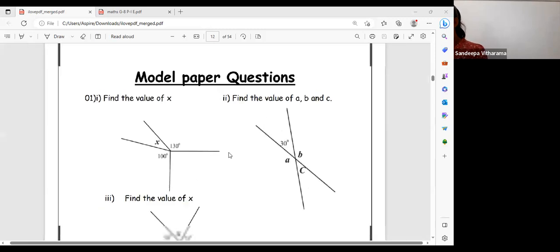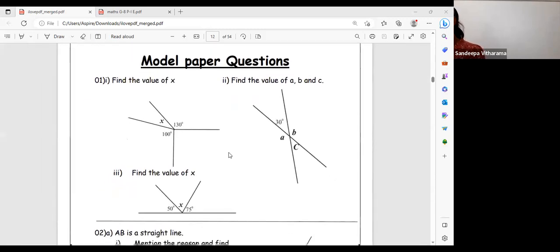It is one question actually. It is a model paper question. There are three questions to find the value of the unknown term. Okay. Write down the questions there.